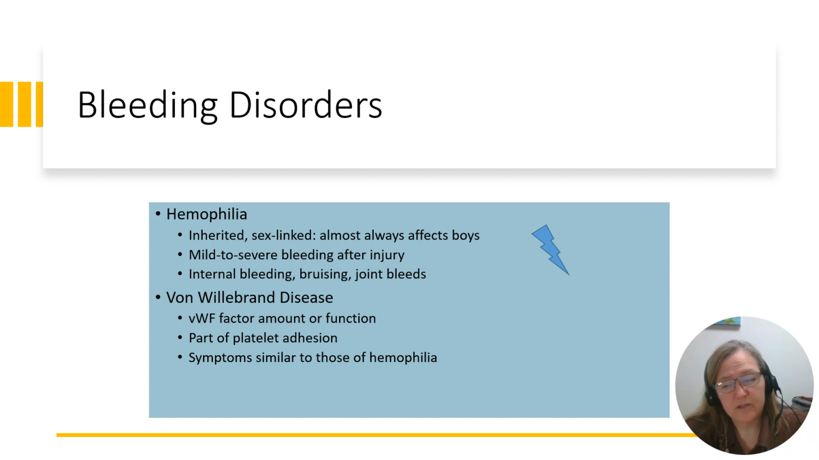And then von Willebrand. Von Willebrand is a very similar disease to hemophilia. In this case, it's a lack of VWF, von Willebrand factor. It's a lack of a clotting factor, in amount or function, and it's part of platelet adhesion. So symptoms are similar to hemophilia. They're not able to clot their blood.